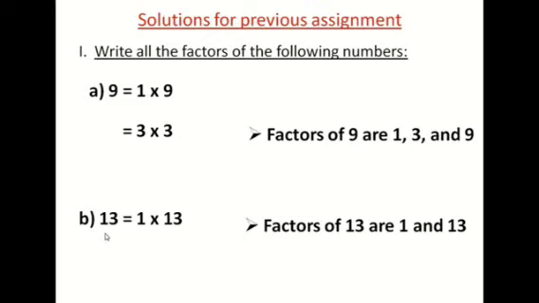Question number B, it was 13. So 13 is a prime number. So if you factorize, you will get 1 thirteens are 13. So the factors are 1 and 13.